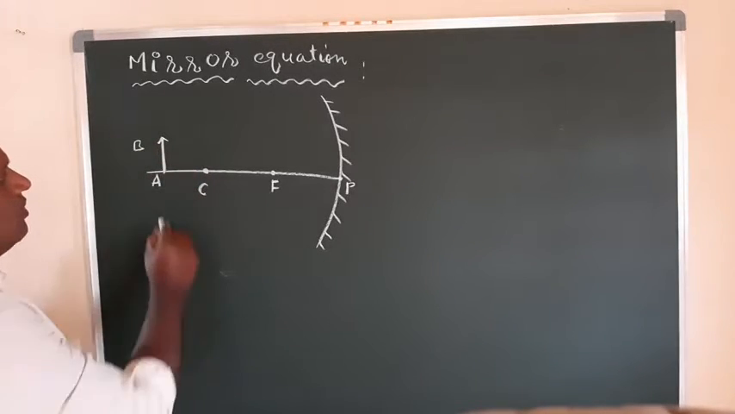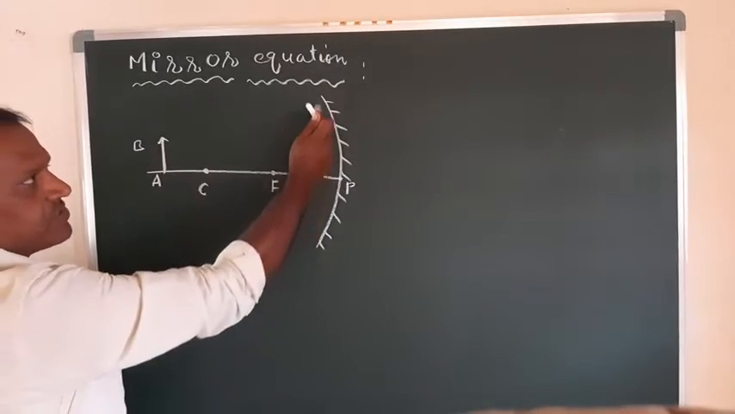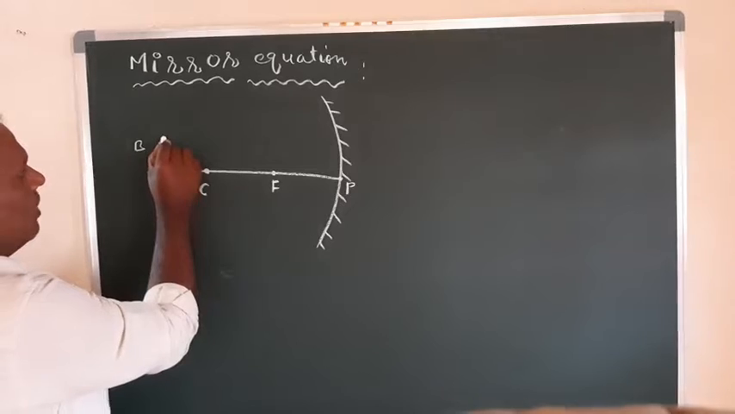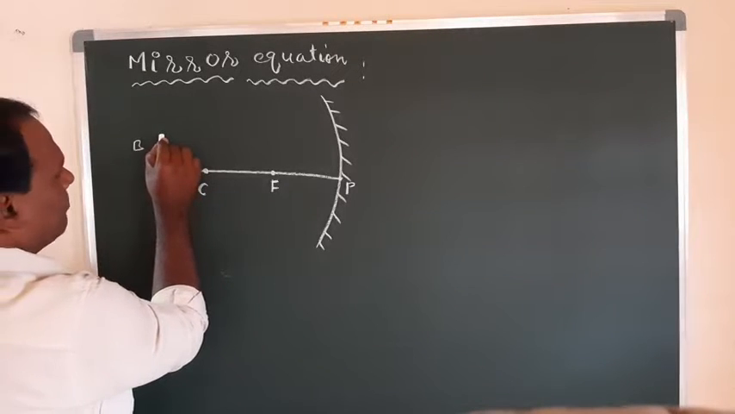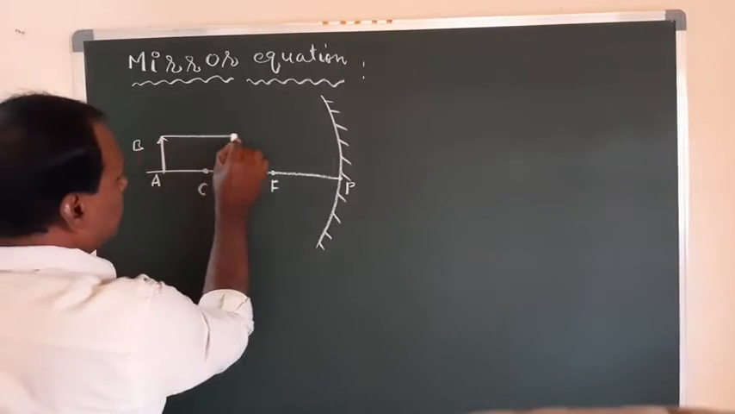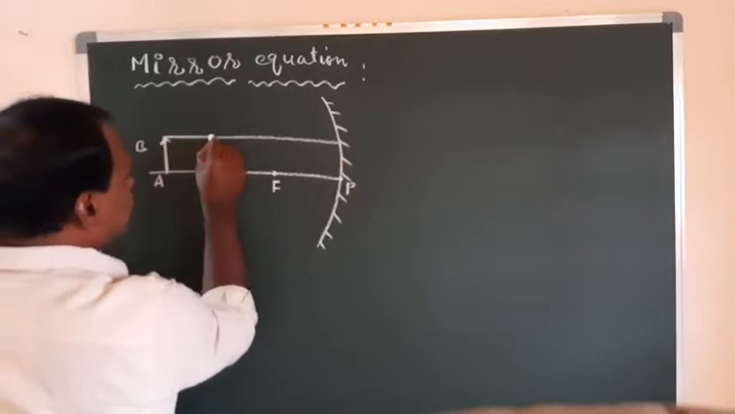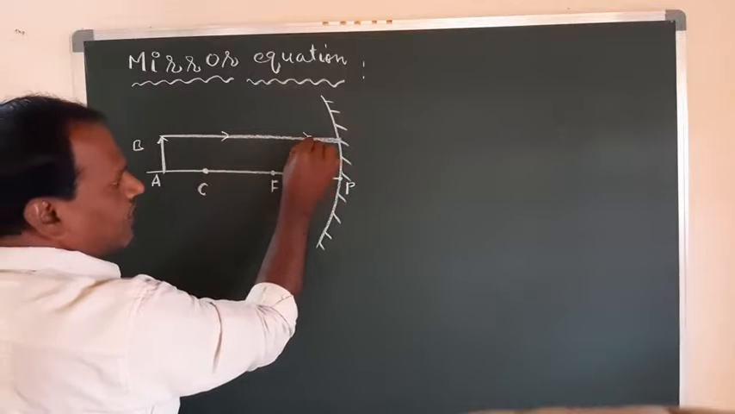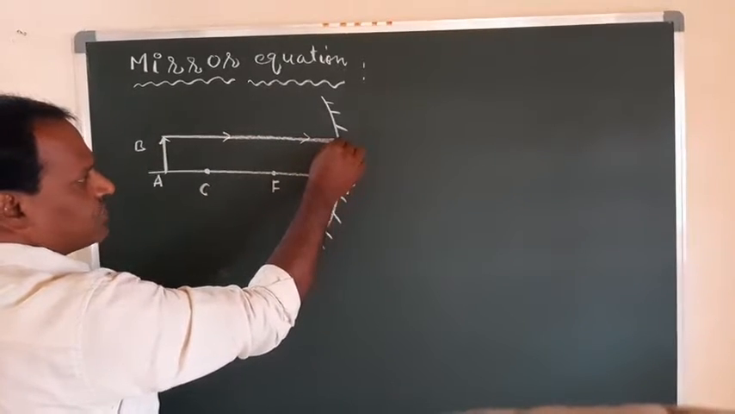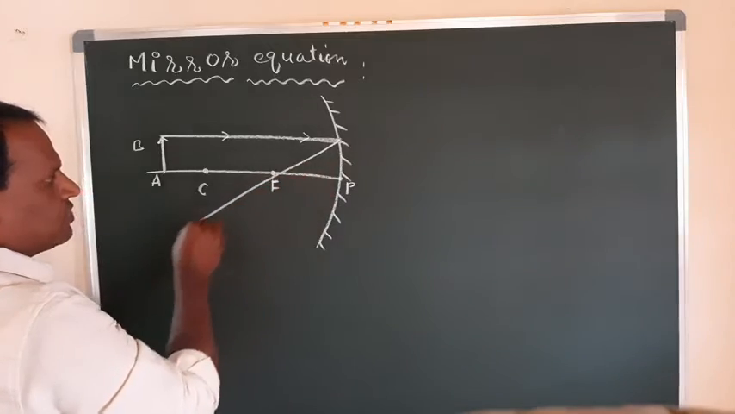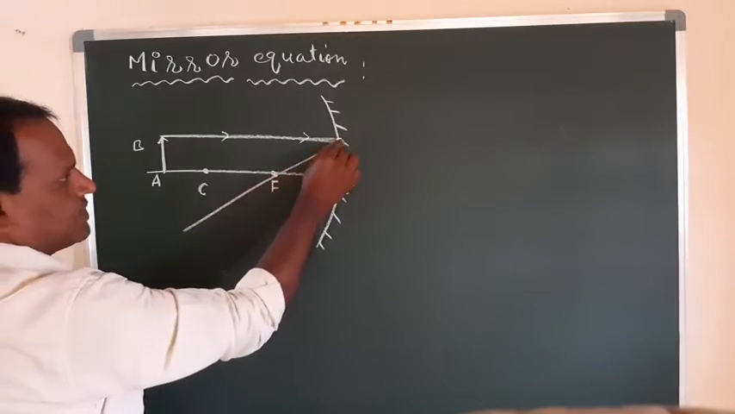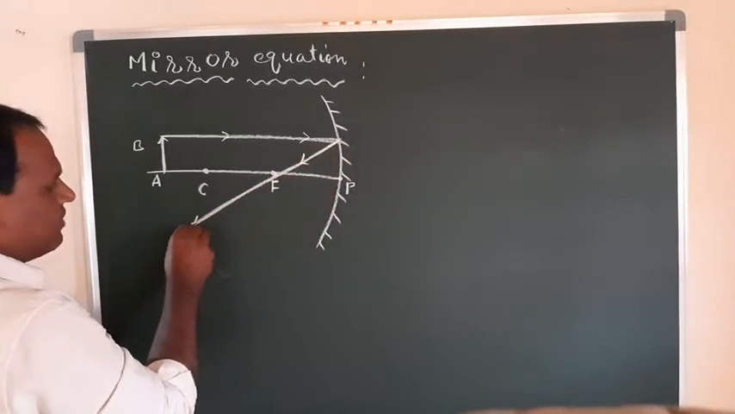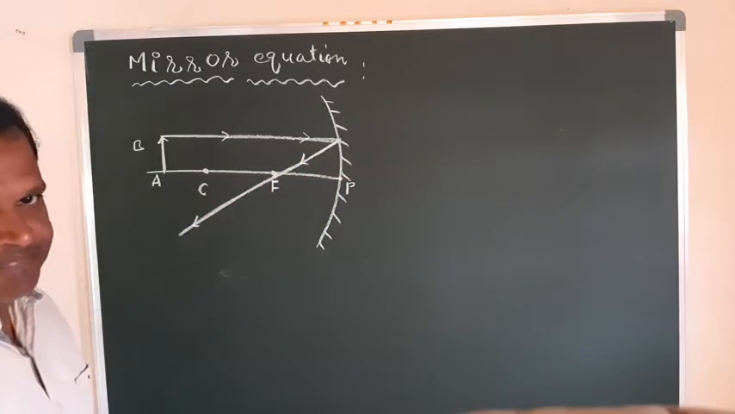Now for this object, where is the image formed after reflection from this concave mirror? I am drawing a ray diagram. One of the rays is parallel to the principal axis. This ray, straight and parallel to the principal axis, is reflected from the mirror, and after reflection it passes through the focus.